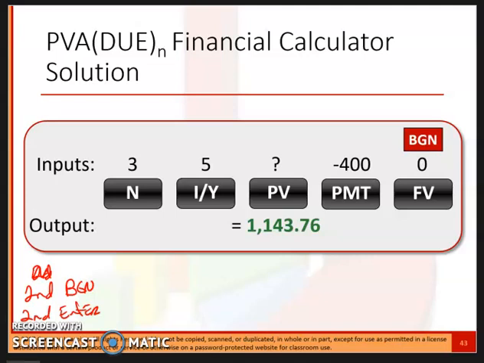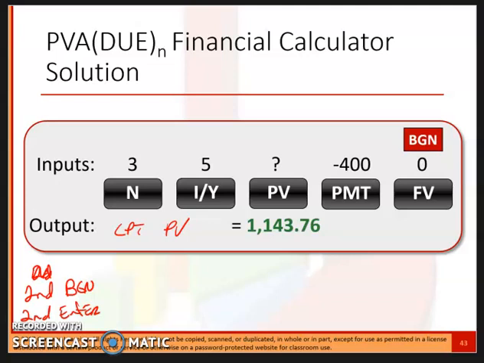I don't know why they switched these, but in the last calculation they did it as positive numbers. So the only difference is if you enter the 400 as a negative, the result comes out as a positive, or vice versa. 0 future value, and then compute PV, and you should get $1,143.76.